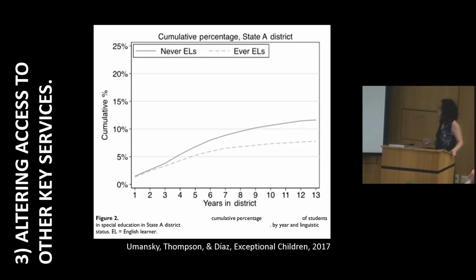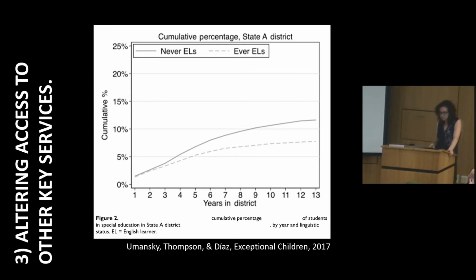Third, there's growing evidence, and this also speaks to the last presentation, that English learner classification can alter your access to other key services. And so this is a survival analysis that's looking at the likelihood of being identified for special education based on whether students were ever an English learner, dotted line, or were never an English learner, the solid line. And you can see that by the time students are in high school, those who were ever English learners, controlling for a number of background characteristics and prior achievement, et cetera, are 5 percentage points less likely to be identified for special education and to be receiving special education services.